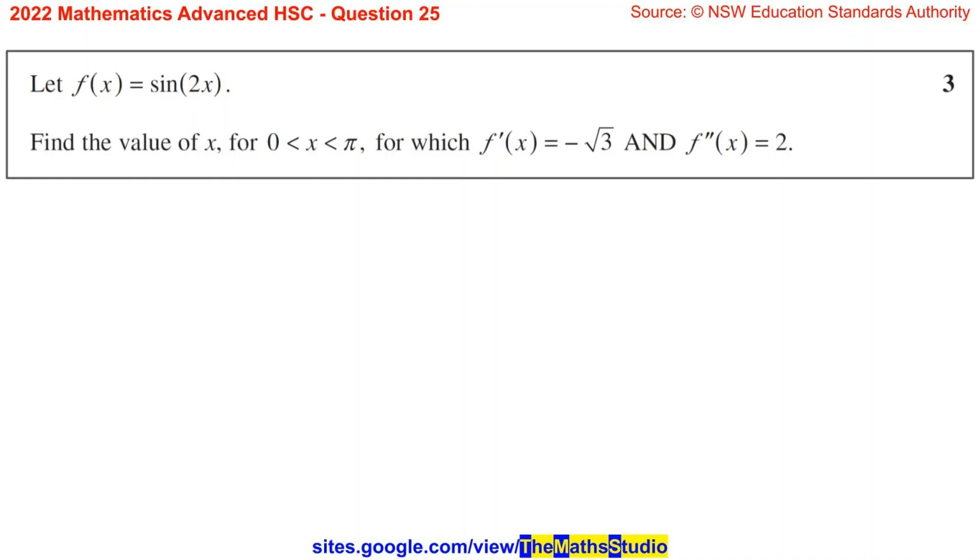Question 25. Let f of x equal sine of 2x. Find the value of x for x greater than 0 and less than pi, for which the first derivative f dash of x equals negative square root of 3 and the second derivative f double dash of x equals 2.